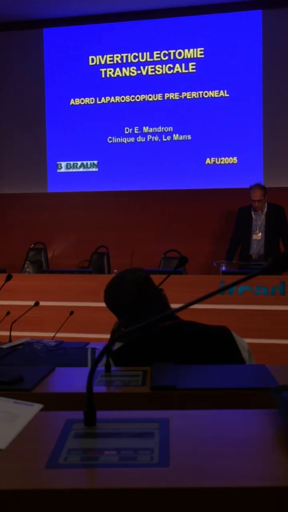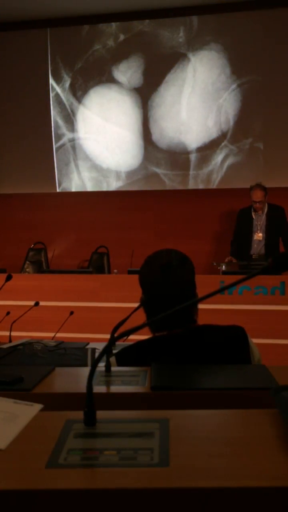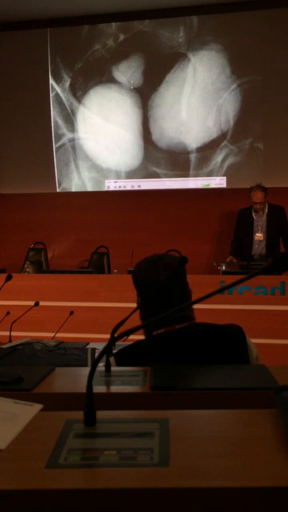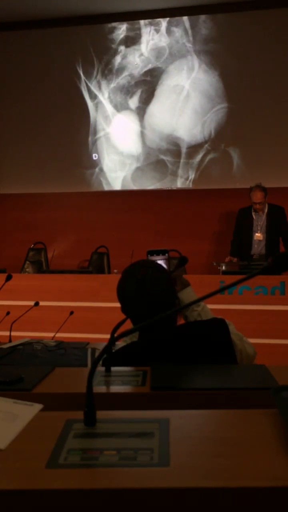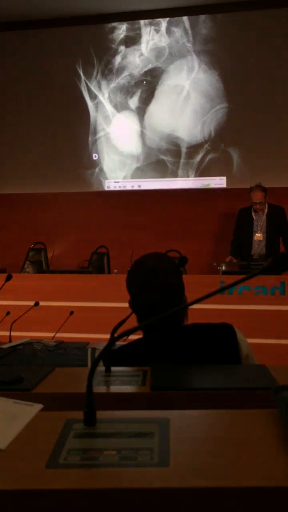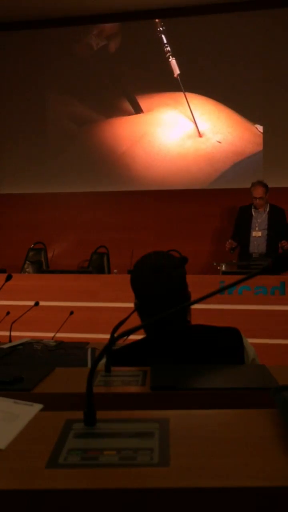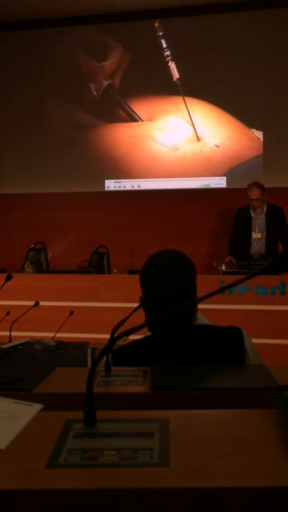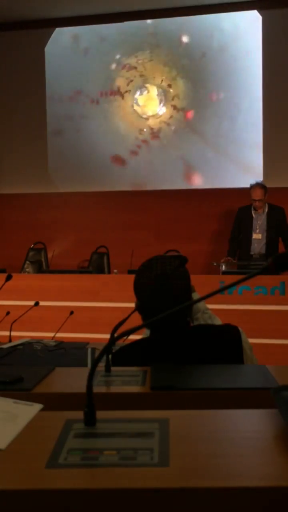So we will use a preperitoneal approach. You see, here first are the diverticula. You have two diverticula, one is big and the other is smaller. And you see when the bladder is empty, the diverticula is full. So we use a Veress needle and insufflate the preperitoneal space and then introduce directly the first trocar in this space which has been insufflated.